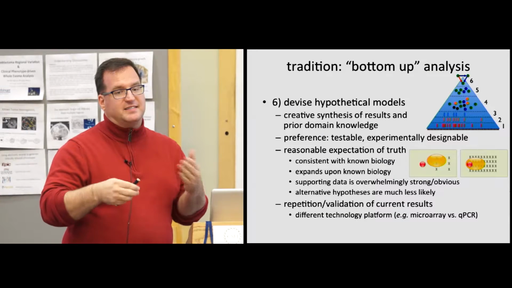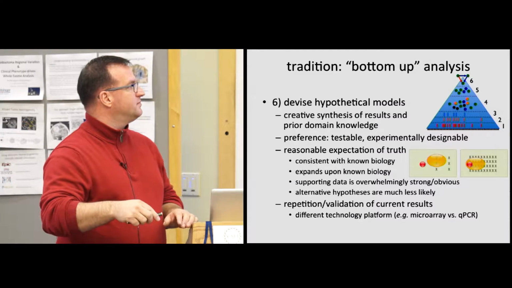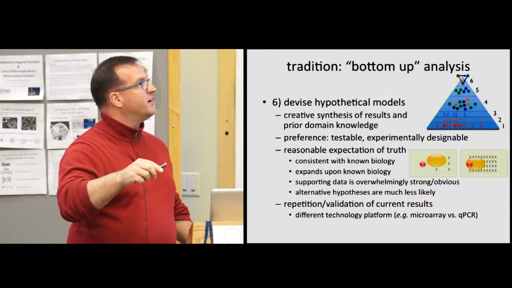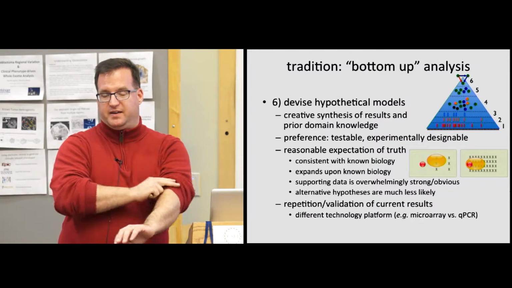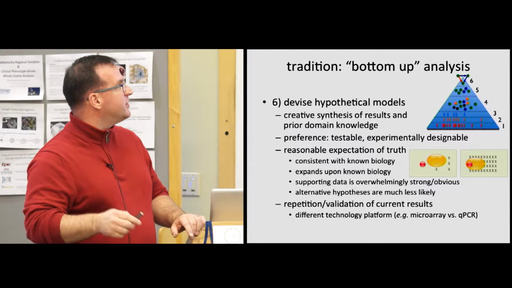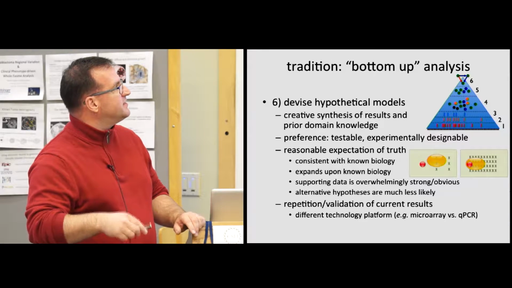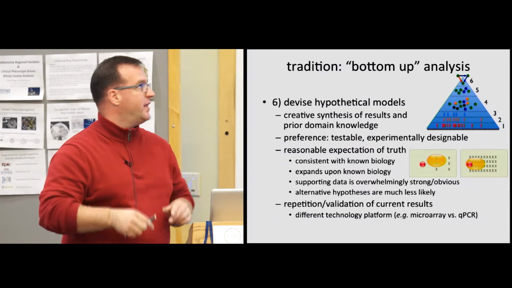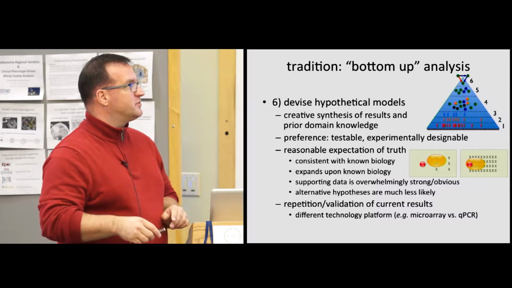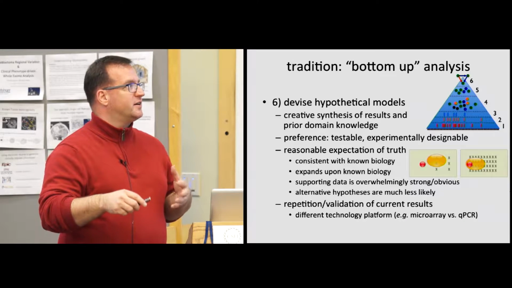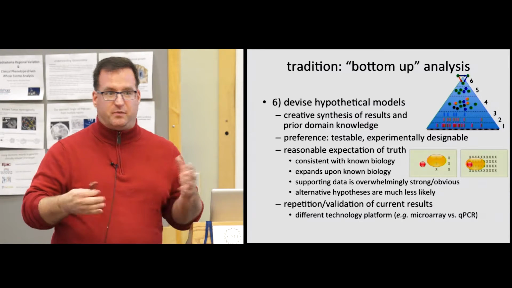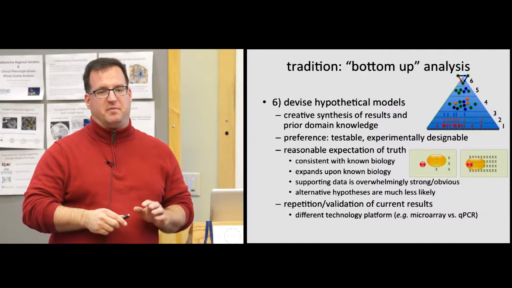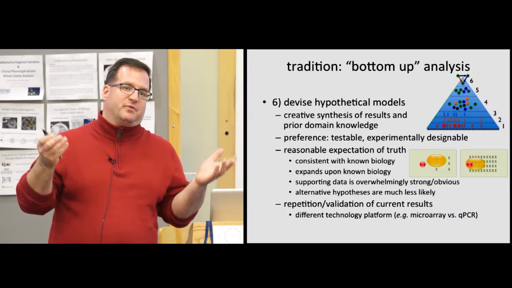Okay? Now that said, there are ways that can, well, we're going to get to that. There's stuff in between here and here that I think computers and data can get to, but we're not there yet. So anyway, we devise these ourselves through some creative synthesis of the results and domain knowledge, either in your own head or that you find. And we have a preference. We prefer hypotheses that are testable and experimentally designable, things that we can actually test. Right? Because we can talk all day about wild hypotheses that may or may not be true, but if they're not testable, then we're kind of wasting our time.